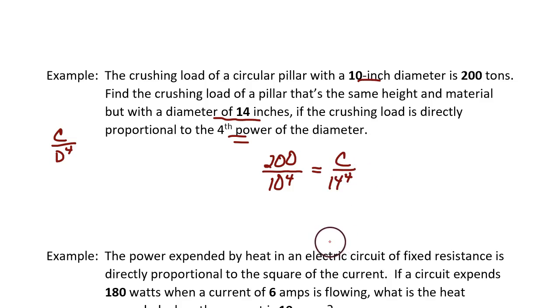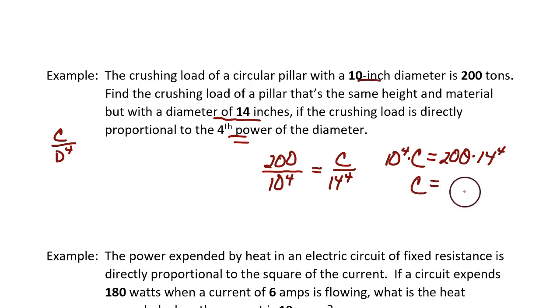We can solve this using cross multiply. 10 to the 4th power times c is equal to 200 times 14 to the 4th power. To get the letter c alone, divide by the 10 to the 4th power. And the result is about 768. The crushing load is measured in tons. So this circular column with diameter 14 inches can support a weight of 768 tons before it crushes.